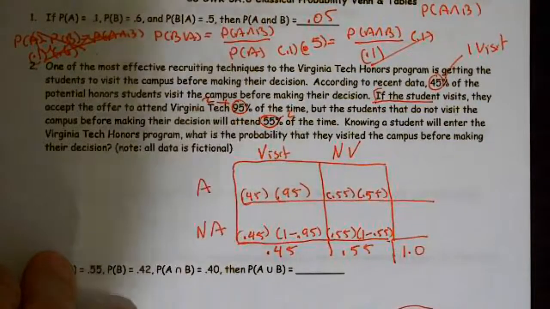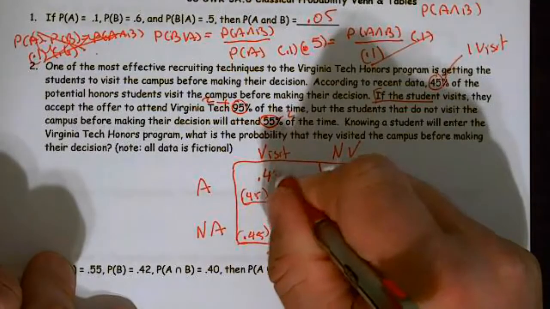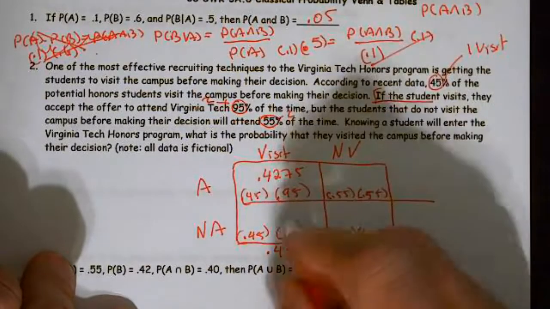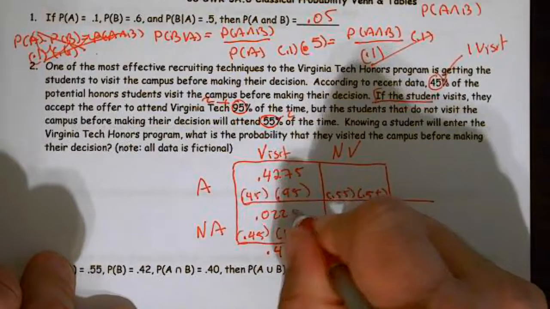So when I go ahead and multiply all that out, and hopefully I've done this correctly ahead of time, hopefully this is 0.4275. Hopefully this is 0.0225.